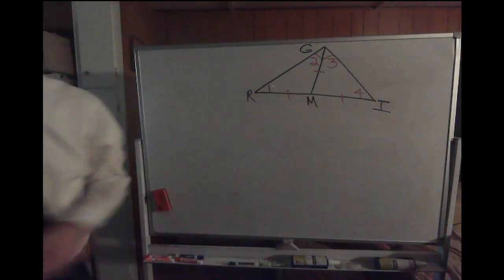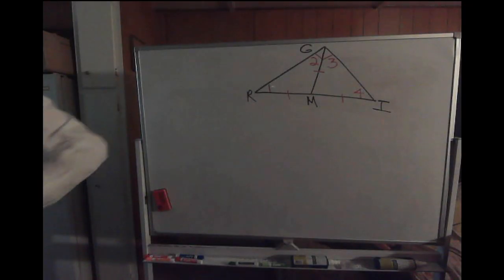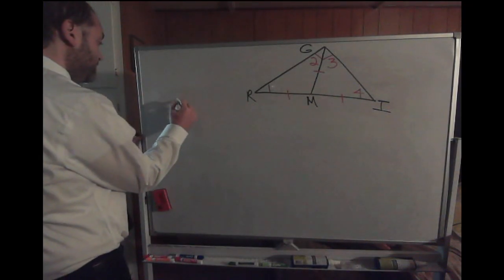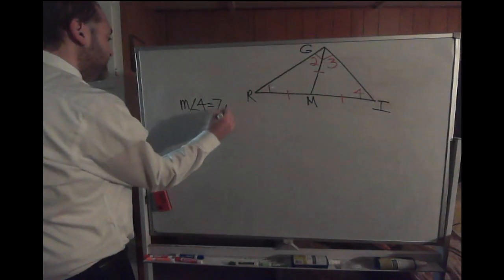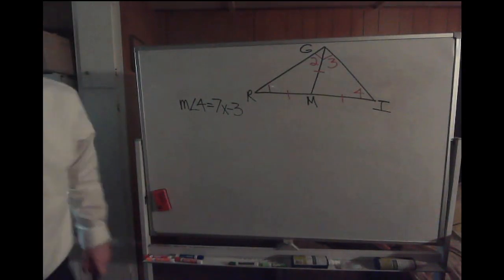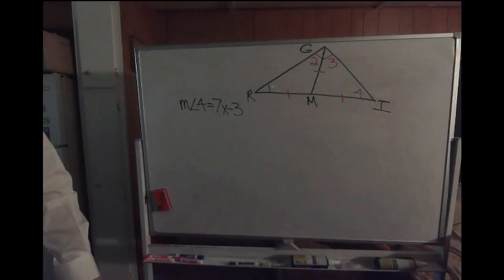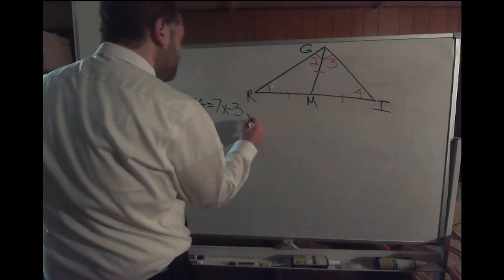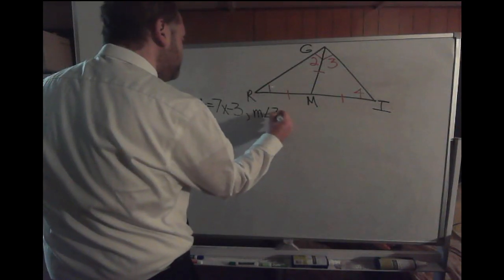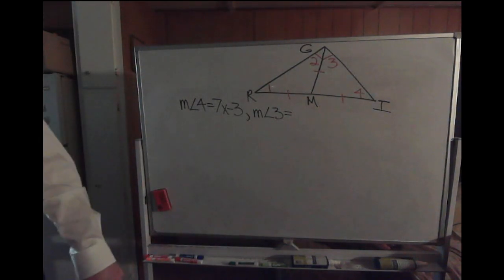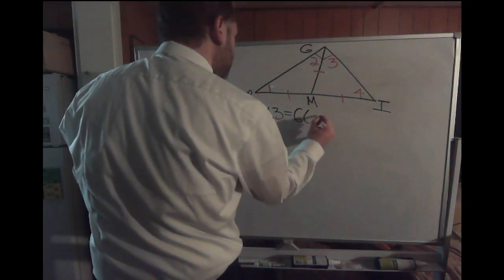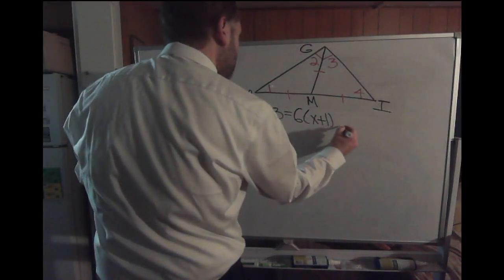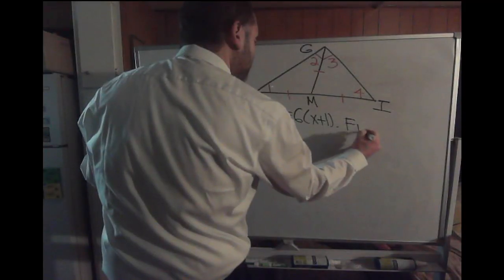All right, what do we got next? Good one. Measure of angle 4 equals 7x minus 3. Measure of angle 3 equals 6 times the quantity of x plus 1. So we got to find x.